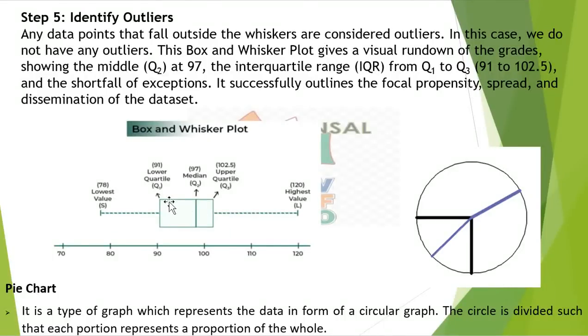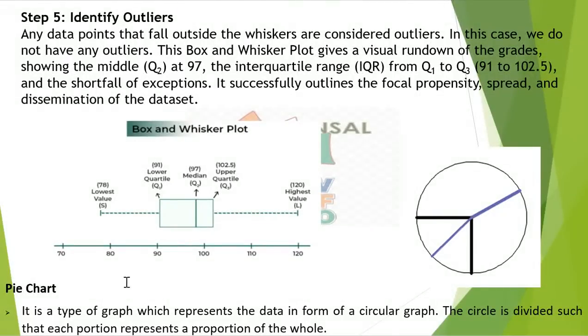For that you draw a rectangle here. These values: 91 is the median of the lower quartile, 102.5 the median of the upper quartile, and 97 the median of your whole data set. You draw this rectangle. These three vertical lines represent the medians of the quartiles. Then you have to represent the lowest value, which is 78, which will lie somewhere near 80, and 120, which will lie here. So this will be the representation as a box and whisker plot.